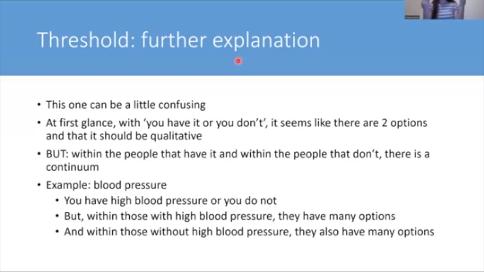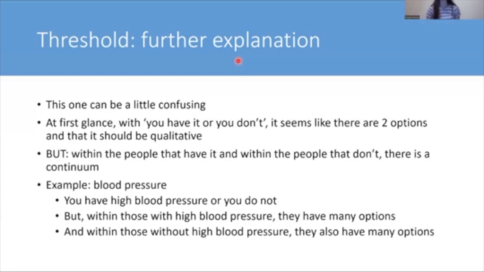And then of the normal people, you have people that are kind of close to that line, where they don't have high blood pressure, but they might in 2 weeks. They're really, really close to that line, but you would still say they don't have it. And then you have the people that are further away and they aren't really even at risk for it. So within the people that don't have it, there's also that range. That range in both of them is the reason why threshold is a quantitative characteristic and it's continuous. Even though we classify it as you have it or you don't, there's a range in both.